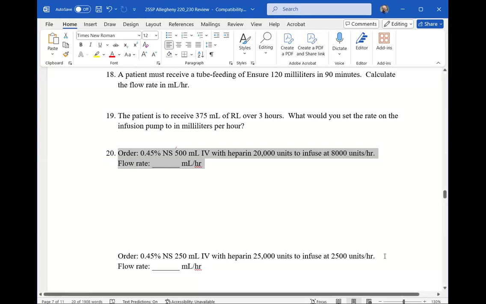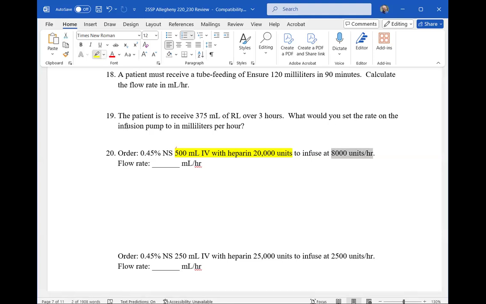So what I'm going to do first is highlight the important data that's in here. You have 500 milliliters, 20,000 units. So that's what's in your IV that's available. And then you have an infusion rate set at 8,000 units per hour. And then the question is calculate the flow rate, but they want to know milliliters per hour.